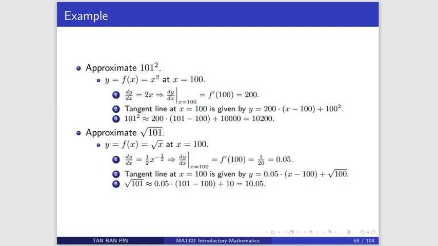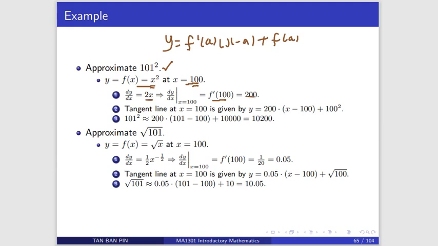Let's look at 101 squared again. This time we are going to use the equation of the tangent line, which is y equal to f prime a times (x minus a) plus f(a). So for 101 squared, to do approximation, you consider f(x) to be x squared, and you write a equal to 100. Differentiate x squared gives you 2x. So if you look at f prime 100, it will be 2 times 100, which is 200.